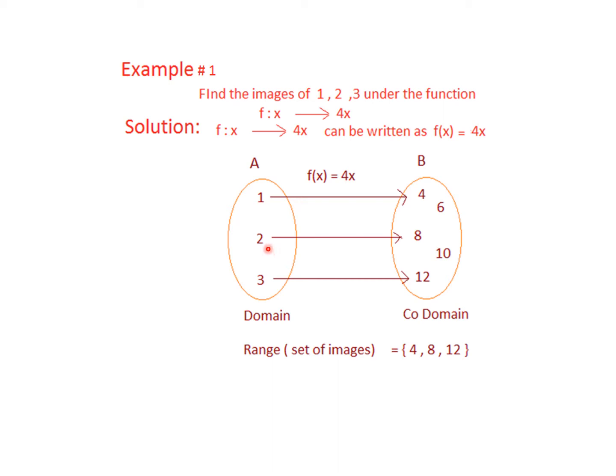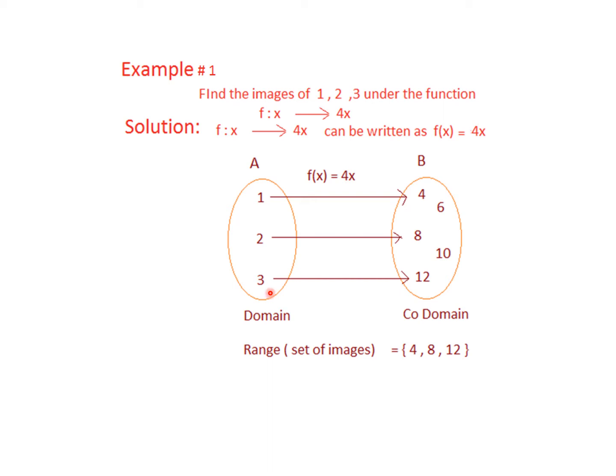Similarly, for the value of x 2, we use here 2 and 2. f(2) means when this function f applies on 2, or acts on 2, we get 4 into 2. 2 is a value of x. We get answer 8. So this arrow shows here answer 8.